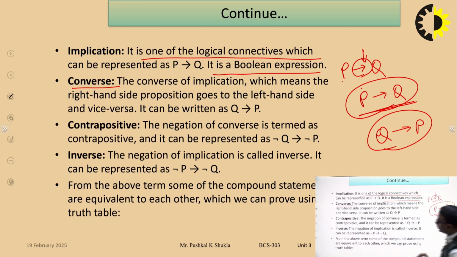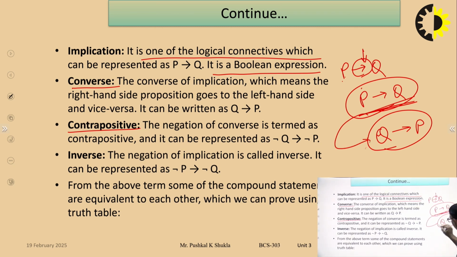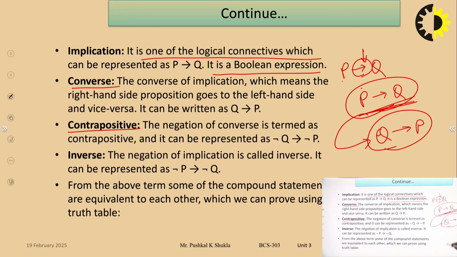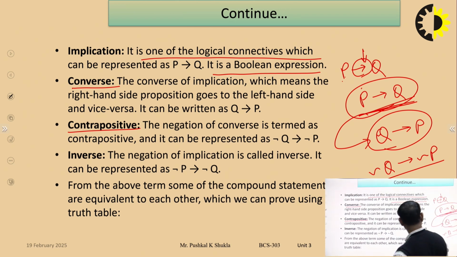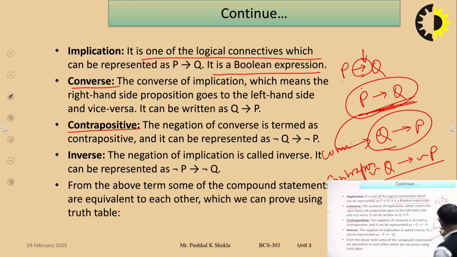Contrapositive. Now, coming to the contrapositive. The negation of the converse is termed the contrapositive. So P implication Q, the converse of this is Q imply P, and the negation of the converse is the contrapositive. So negation of Q imply negation of P is the contrapositive. This is a contrapositive, this is a converse, and this is an implication.